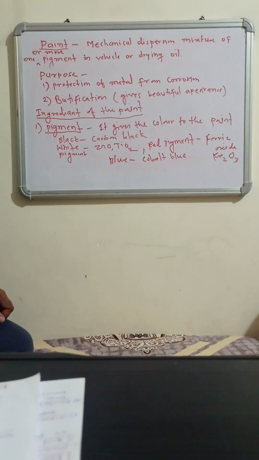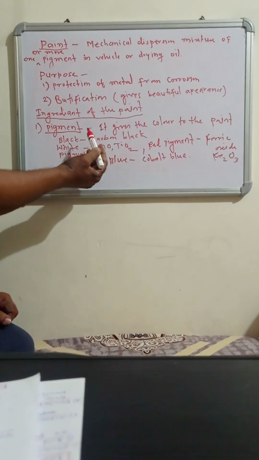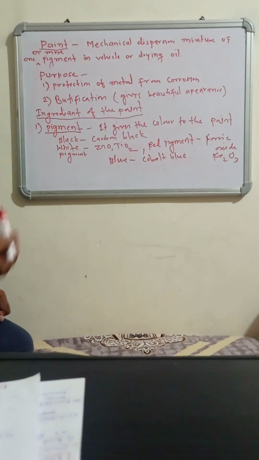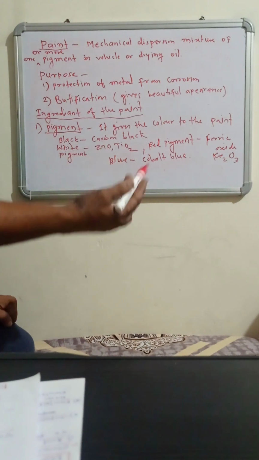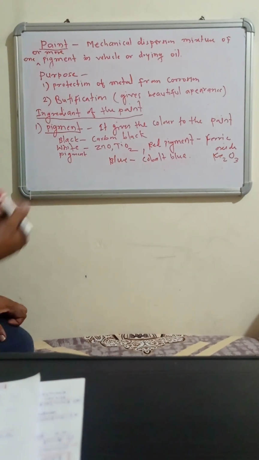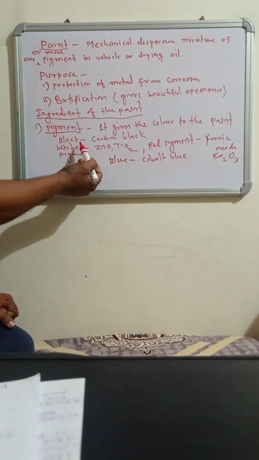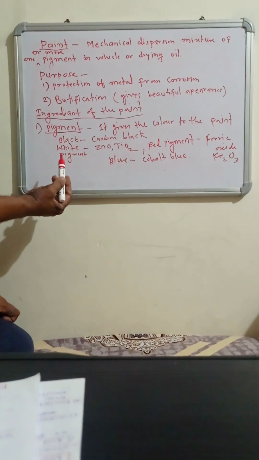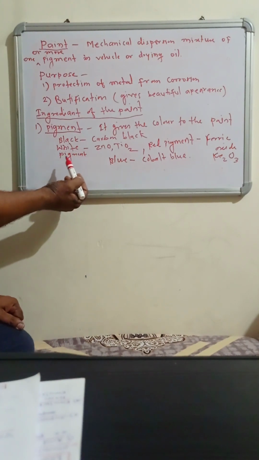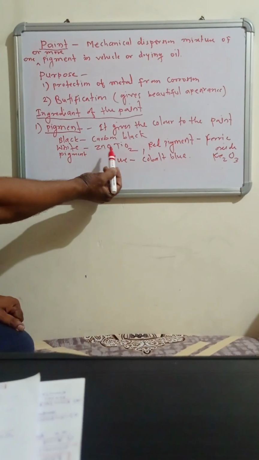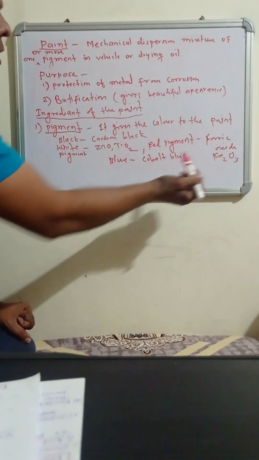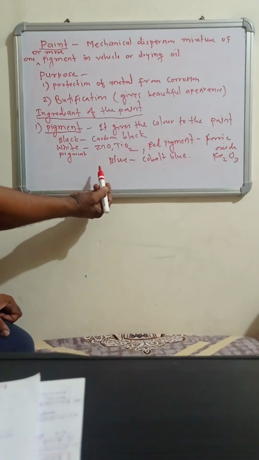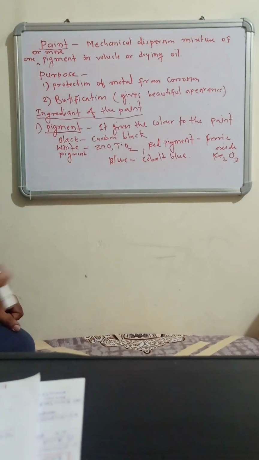So these are the function of pigment. Function of pigment means it gives the color to the paint, and these are the various pigments we have to use in the paint, using different colors for the specific paint. If you want a black color in the paint, then we have to use carbon black. If we want white color in the paint, then we have to use zinc oxide or titanium oxide. If we want a red color paint, then we have to use a ferric oxide pigment. If we want a blue color paint, then we have to use cobalt blue pigments.